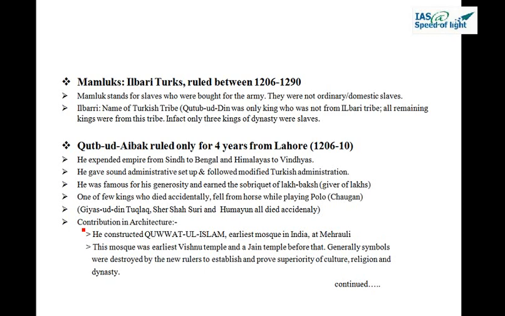or slave dynasty ruled between 1206 AD to 1290 AD. They are also known as Ilbari because they were from the Turkish tribe known as Ilbari. And Qutbuddin Aibak was the only king who was not from the Ilbari tribe, and all the remaining kings were from this tribe. And in fact, only 3 kings of this dynasty were slaves, as we will discuss.